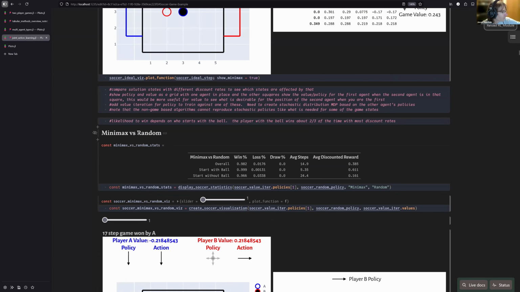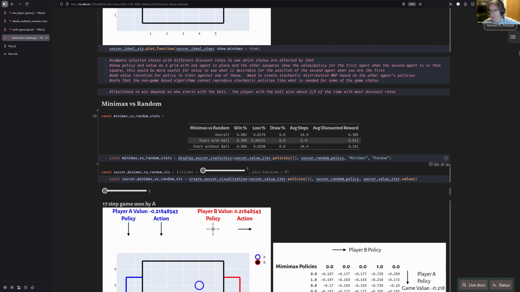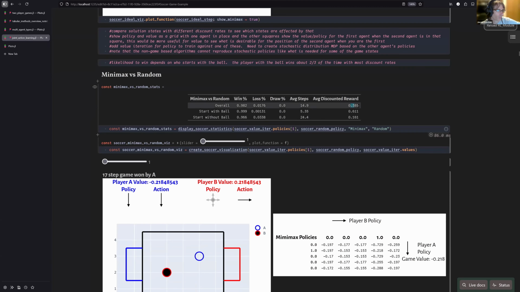But against the random opponent, when we start with the ball, we have a nearly 100% win rate, and with only 5 steps. A 5-step win would be a situation where we start with the ball and we just move directly to the goal and nothing blocks us. So there's some small amount of time when it's not that clean and there's something in the way. When we start without the ball, the win rate is lower and it takes many more steps to win. So the overall discounted reward is a combination of the half of the time when we start with the ball and the half when we start without the ball.